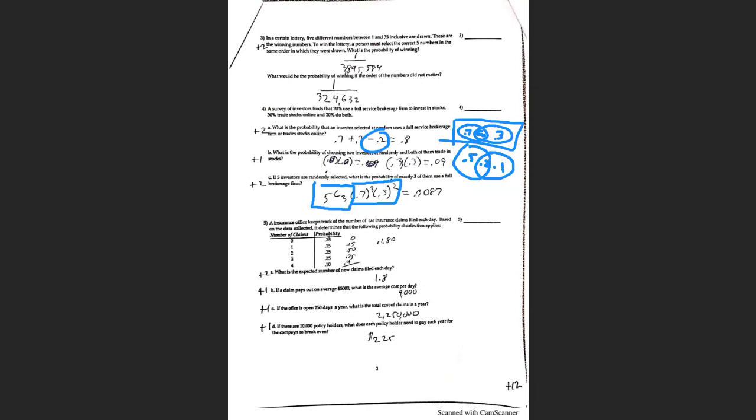And notice that 3 plus 2 is 5. So this is r and this is n minus r. That's how we get the 2. And n is the number of choices we're making.